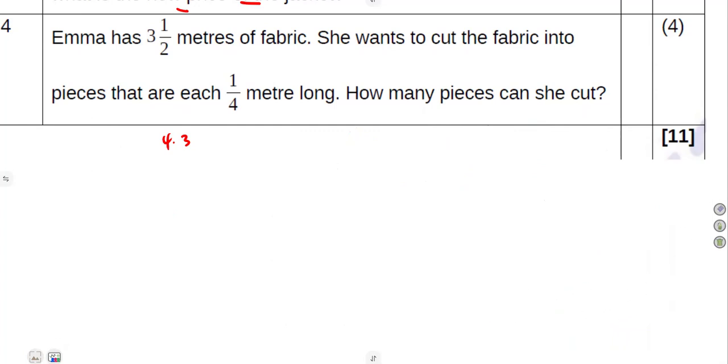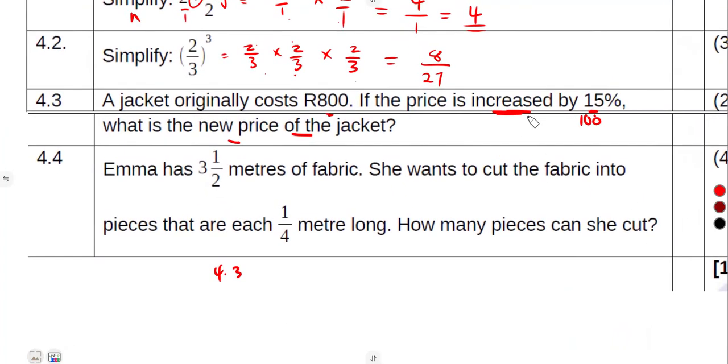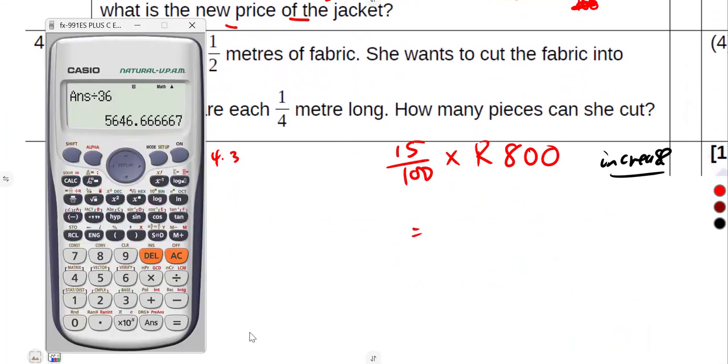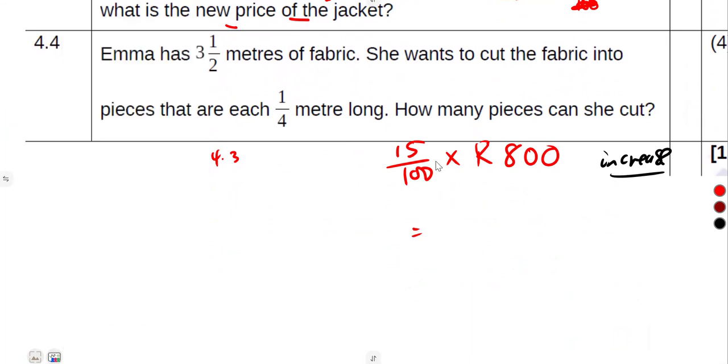So there are many ways of answering this, or you can simply find, since it was increased by 15%, 15% of the original price. 15 over 100 of what? The original price, 800. That's our increase, this one. Just cancel this 8, 40. Then 8 plus 1, that's 12. I mean, plus 4, that's 12. So there is an increase of 120 Rand.